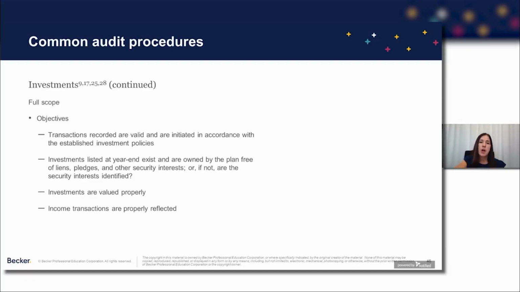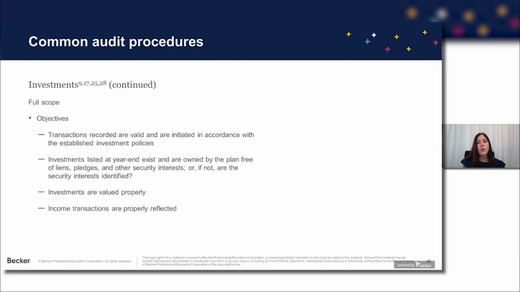So you'll notice here it's called full scope because that's what it was historically called, but now it's called a non-ERISA 103A3C. But nothing has changed. It's the exact same objectives, the exact same procedures that we used to perform when it was called full scope. Now it's just called a non-ERISA 103A3C. So we're not going to go through that in a lot of detail simply because nothing has changed in regards to these procedures over the last however many years you want to go back.